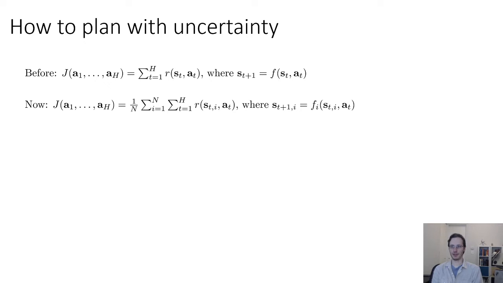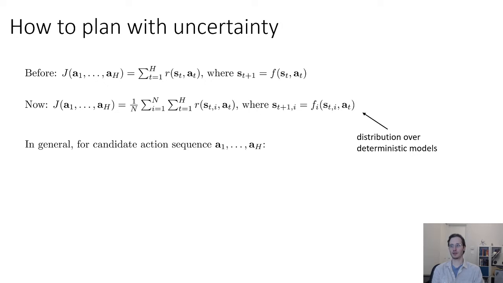Now we have N possible models, and what we would like to do is choose a sequence of actions A1 through AH that maximizes the reward on average over all the models. So now our objective is the sum over the models times 1 over N of the sum over the time steps for the rewards for the states predicted by that model, where s_{t,i} is given by the dynamics for model i. So this is the case if you learn a distribution over deterministic models. If you have stochastic models, then you would have an expectation for each model with respect to its distribution.